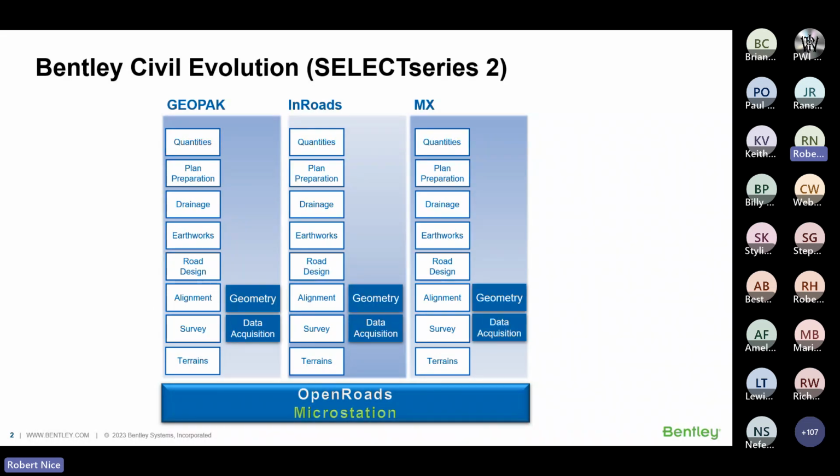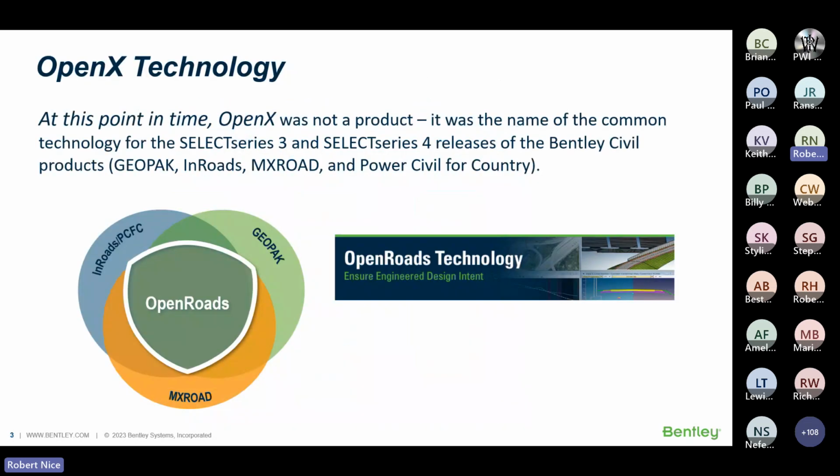So SS2 came along many years ago, and that was kind of the beginning of this. In those days, we're going way back, we had 3 civil products, Geopack, Inroads, and MX, 3 different groups. It was the beginning of trying to get this uniform working across all groups. So we had this geometry and this data acquisition on this side, which worked across all 3 platforms exactly the same, so we could move things around between platforms. Then we started to introduce OpenX, let's call it OpenX rather than OpenRail or OpenRoads. It was a technology, not a product at this point. It was just a way of doing things.